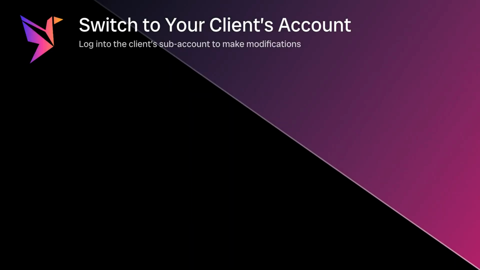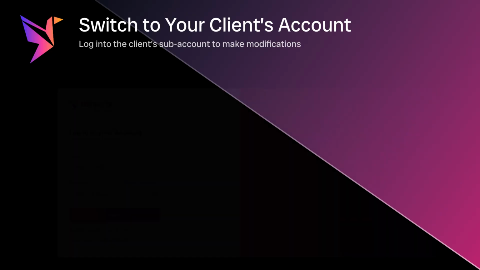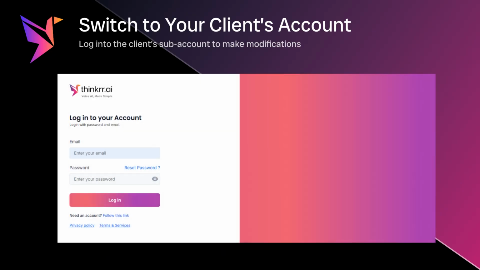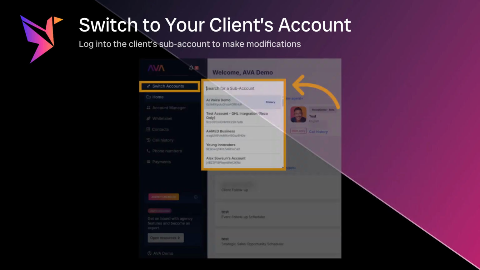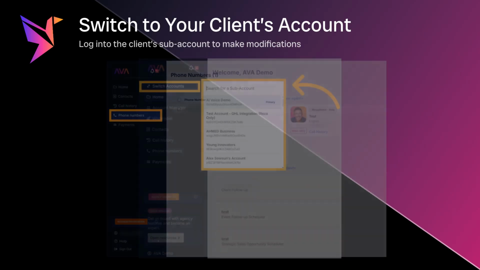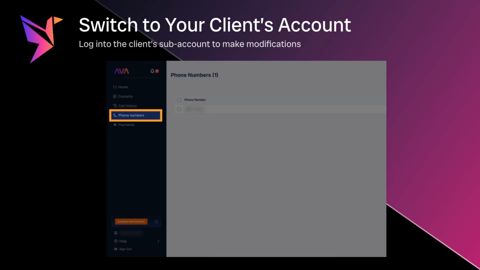After adding your client's sub-account, you'll need to switch into it before setting up their phone number. You can do this in two ways. Either log out of your agency account and sign in directly using the client's email and password, or use the account switcher at the top of your Ava dashboard to jump into their sub-account instantly. Once you're in their account, you'll see the phone numbers tab in the left-hand menu. From here, you can begin setting up a number that's linked directly to your client's projects, agents, and campaigns.